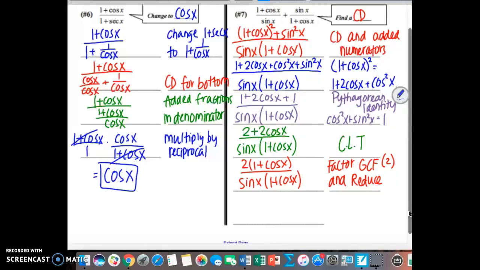So then lastly, notice we have a 1 plus cosine of x in the numerator and in the denominator, so we can cross those out, and we are just left with 2 divided by sine of x. We don't ever like having trig functions in the denominator, so we can rewrite this as 2 times cosecant of x. And this was just using the reciprocal identity to simplify.